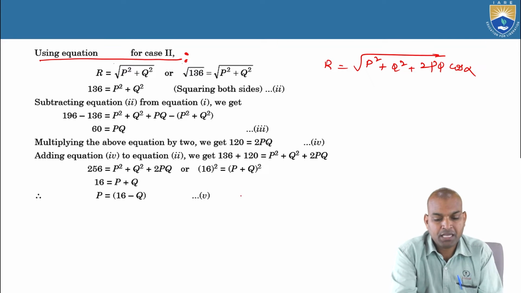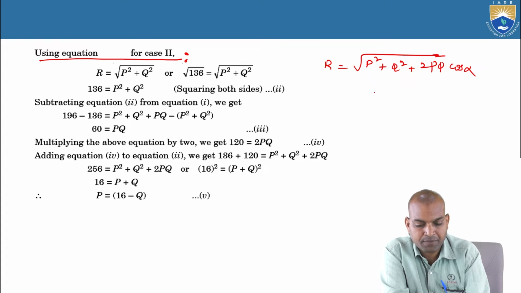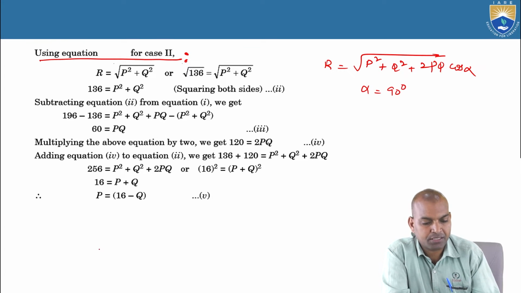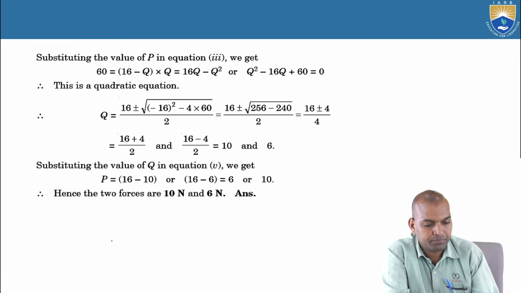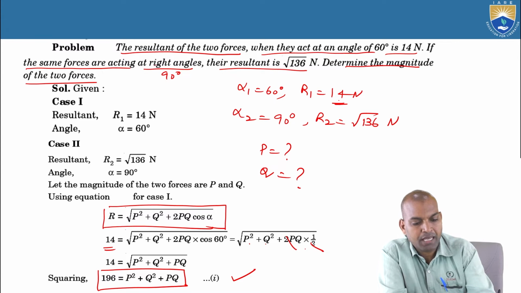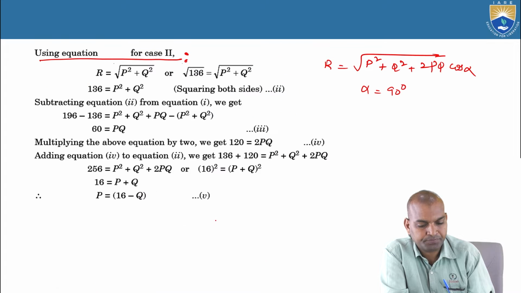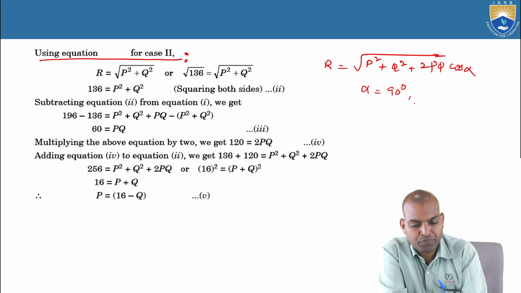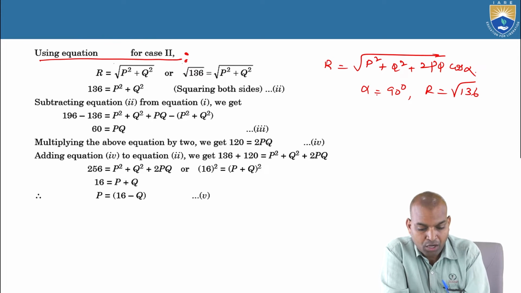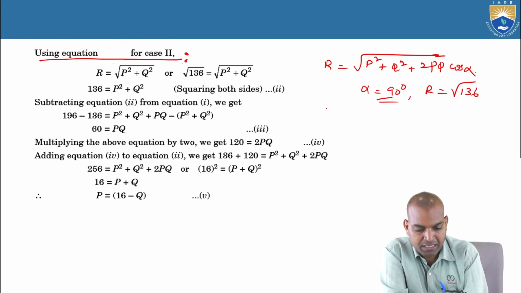For applying case 2, the given condition is that alpha equals 90 degrees, the forces are perpendicular to each other, acting at right angles. Alpha becomes alpha 2, that is 90 degrees, and R2 equals 136. Alpha equals 90 degrees and R is the square root of 136. Now substitute alpha equal to 90 degrees.